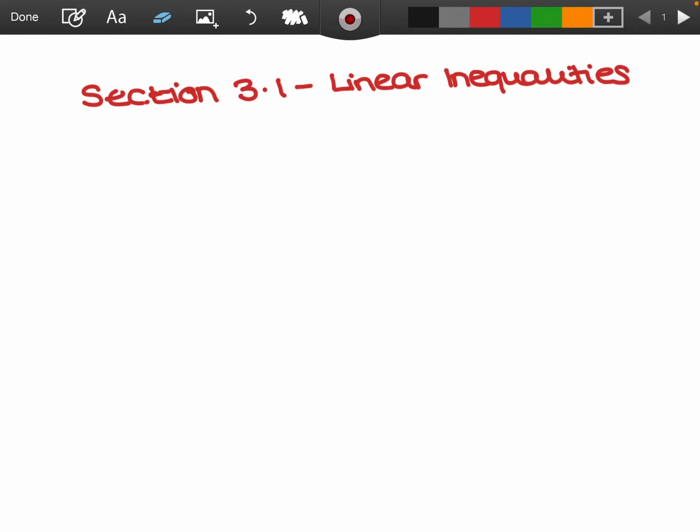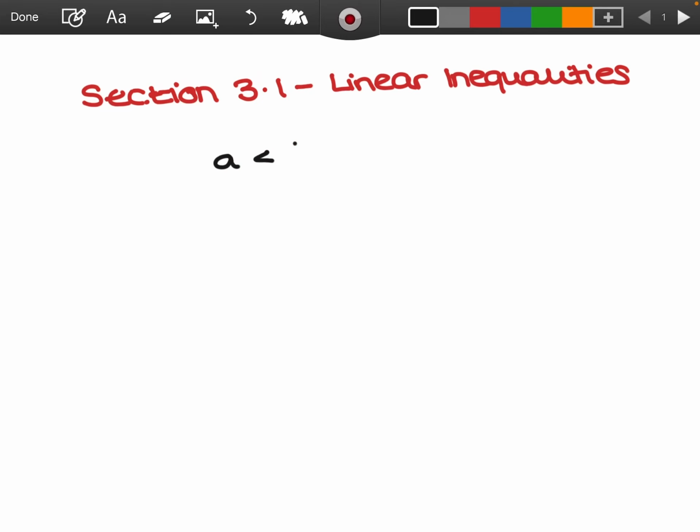In today's video, we're going to look at section 3.1, linear inequalities. This is going to lead us into some linear programming. So first thing I want to look at is some properties of inequalities and make sure that we are all on the same page and all know what the different inequalities mean.